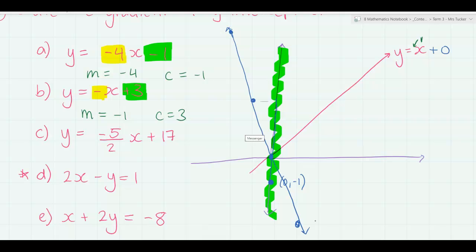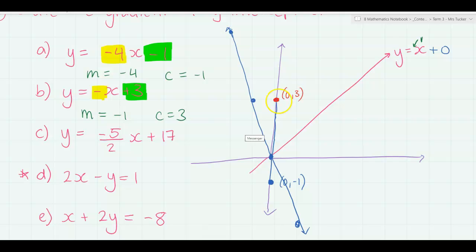Can we have a look at the next one? Where should I start the next one? 3. Can we be more specific? Can I have a point? 0, 3. Good. So we go up 1, 2, 3. 0, 3 is my starting point.